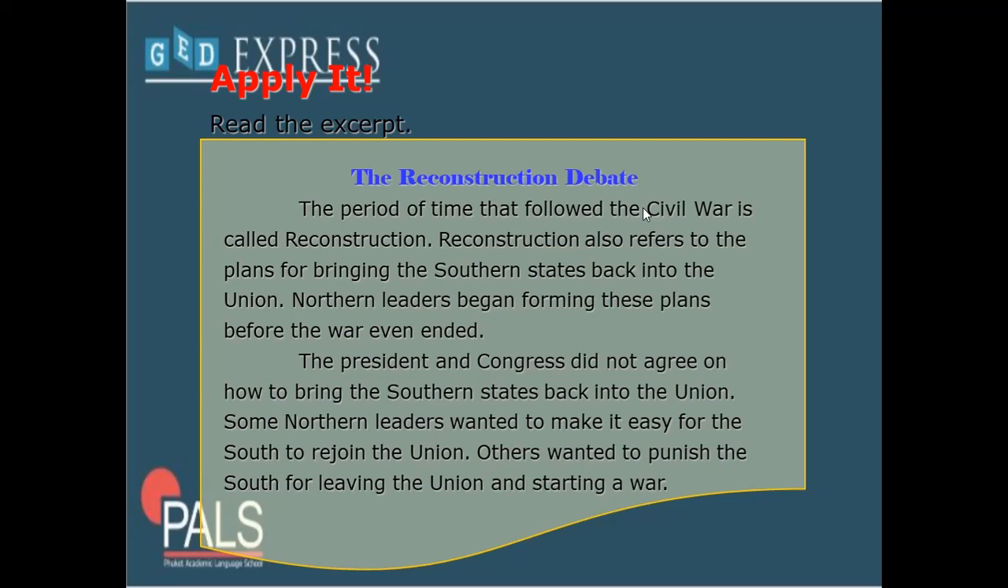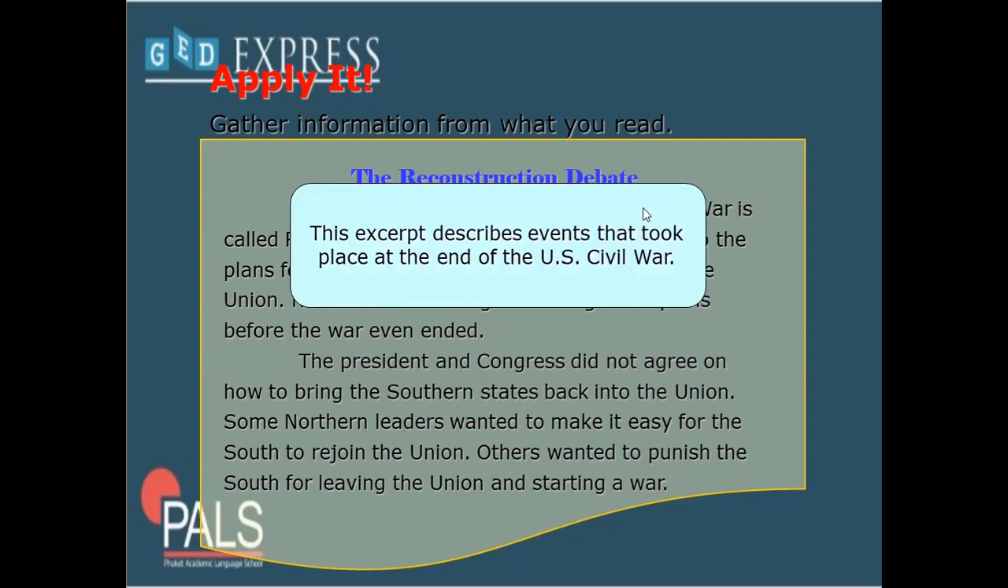The President and Congress did not agree on how to bring the southern states back into the Union. Some northern leaders wanted to make it easy for the South to rejoin the Union. Others wanted to punish the South for leaving the Union and starting the war. Now, what do we have to do next? First, you have to gather information from what you read.